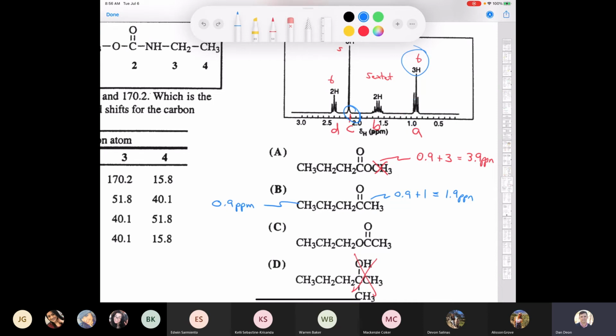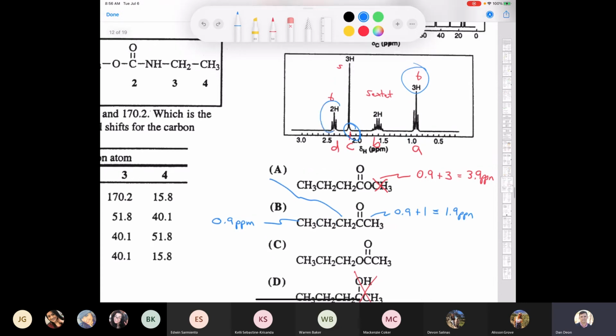If we go to this methylene here, this methylene is going to be a triplet because it's only split by those 2 protons. So that would be these 2 protons here, which have a baseline of 1.2, but they're alpha to a carbonyl. So we add 1 and we get 2.2 parts per million. Well, looky, this is right at 2.1, 2.2. It's pretty close to 2.2 parts per million.